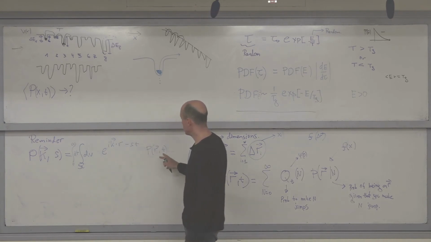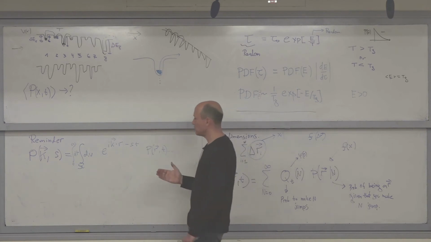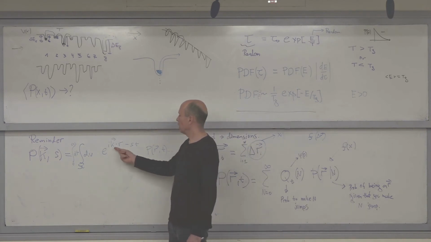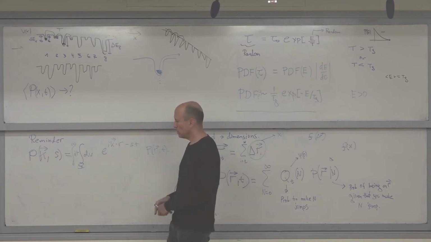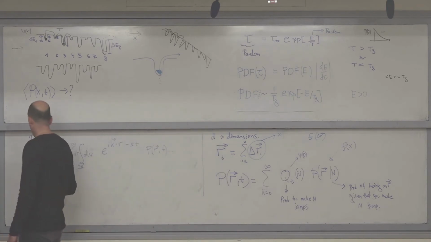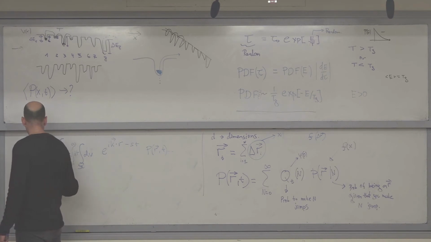So what is this thing? It's the Fourier Laplace transform. You take r, you go to k. You take t, you go to s. So all along we'll have t goes with s, and space goes with k.